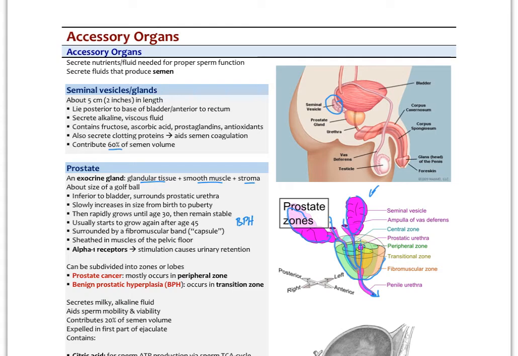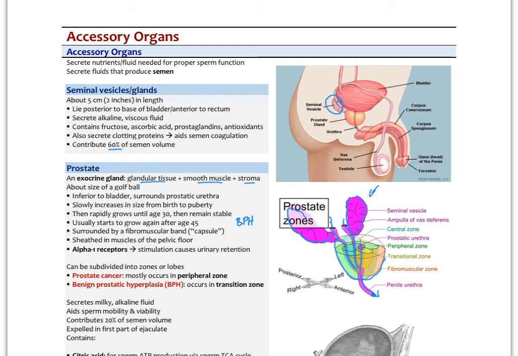The prostate is surrounded by a fibromuscular band called the capsule. And that'll be important because prostate cancers that develop in the prostate have different stages. The less aggressive and more treatable cancers are still found within the capsule. Once they are found outside the capsule, the prognosis for those cancers goes down considerably.